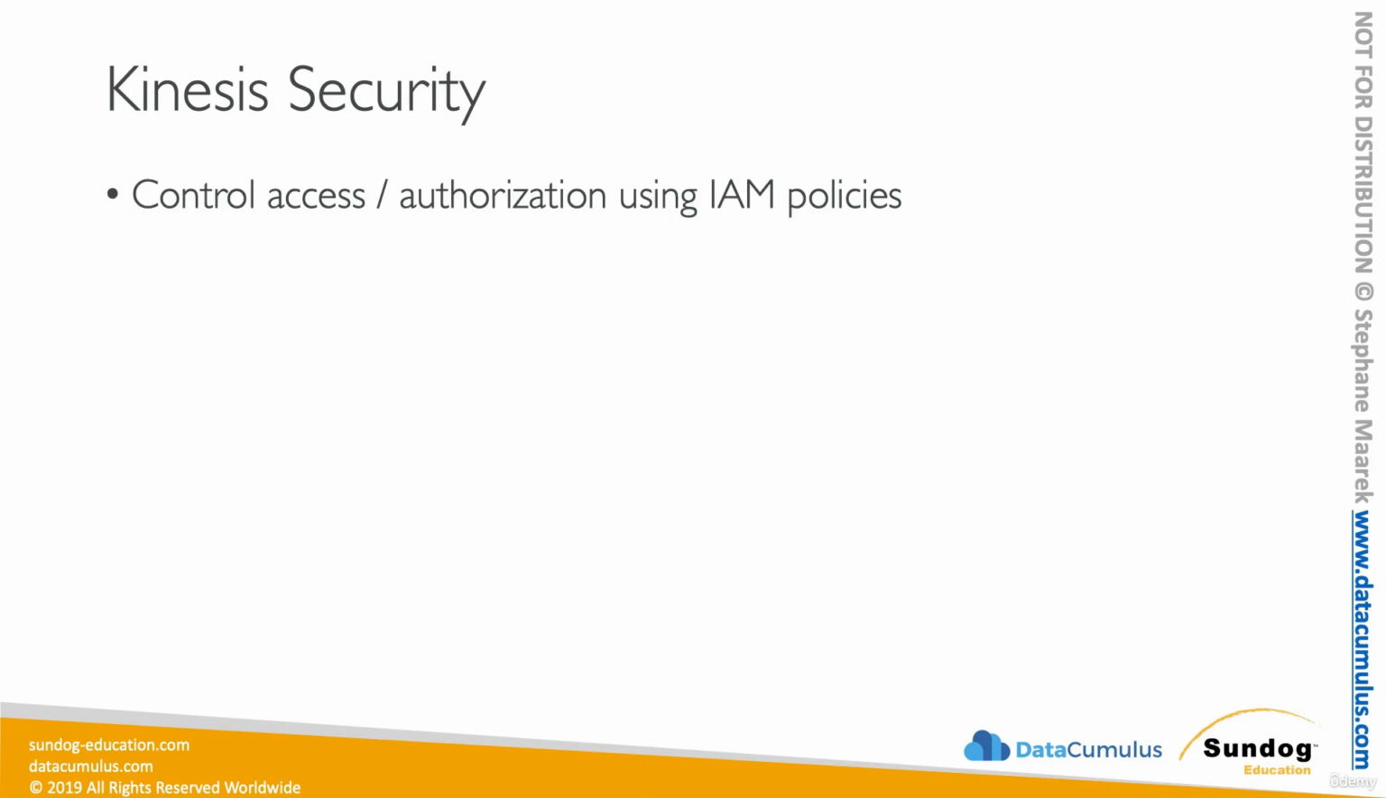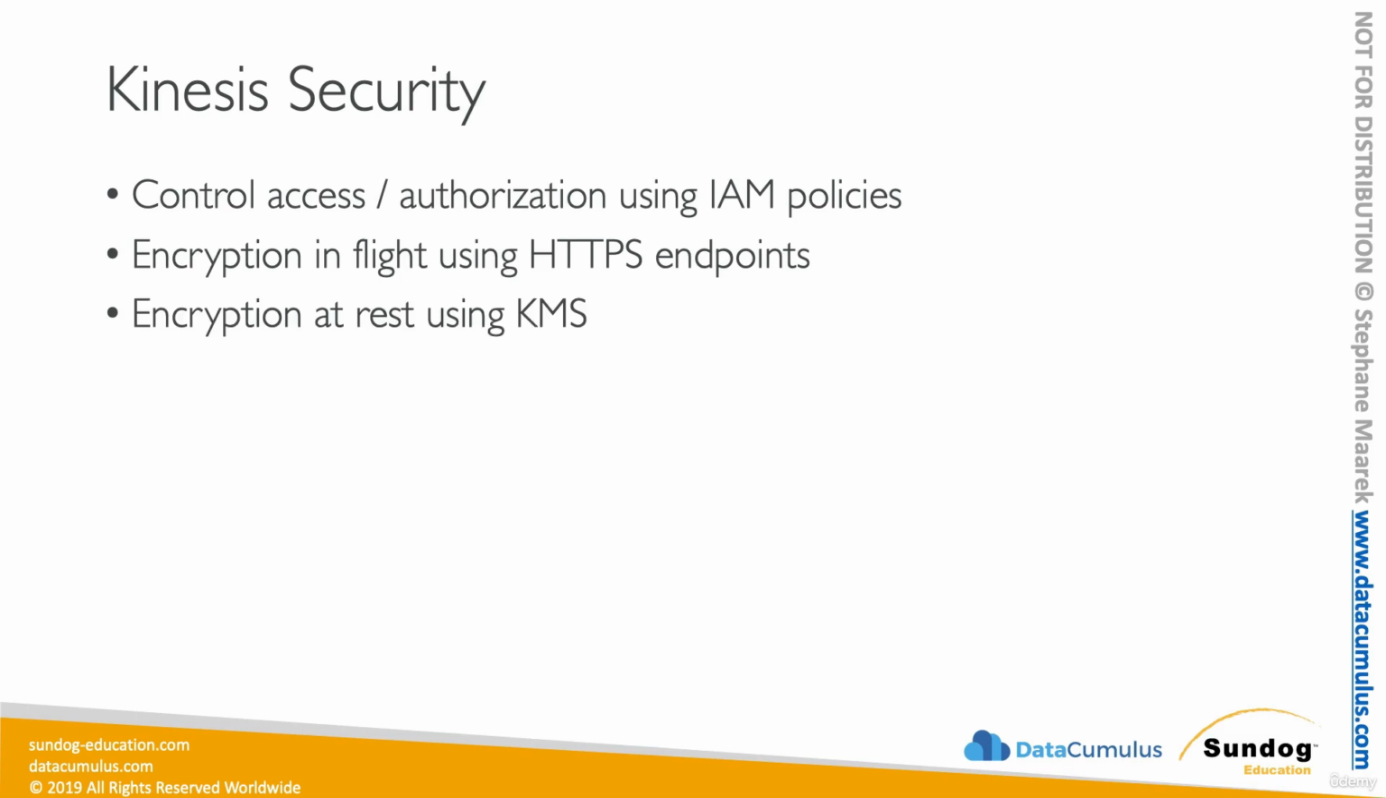Basically, we control access and authorizations to Kinesis using IAM policies. And we can get encryption in flight using the HTTPS endpoints. That means that the data we send to Kinesis will be encrypted and it cannot be intercepted. We can also get encryption at rest within the Kinesis streams using KMS.